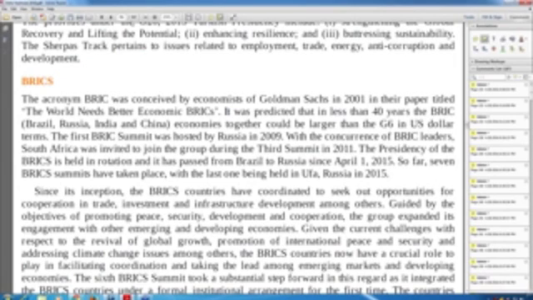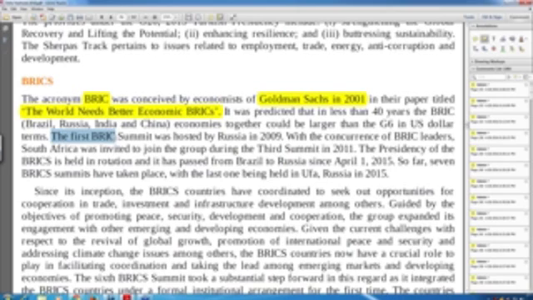So the acronym BRIC, earlier it was only BRIC, was given by Goldman Sachs in 2001 in their paper titled "The World Needs Better Economic BRICs." So please be sure who gave this. Usually UPSC is asking who gave these books or reports, who released these reports and all. So please be careful about it. So this is one point that you need to see.